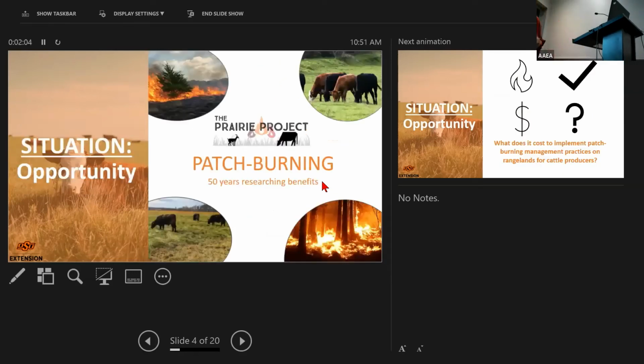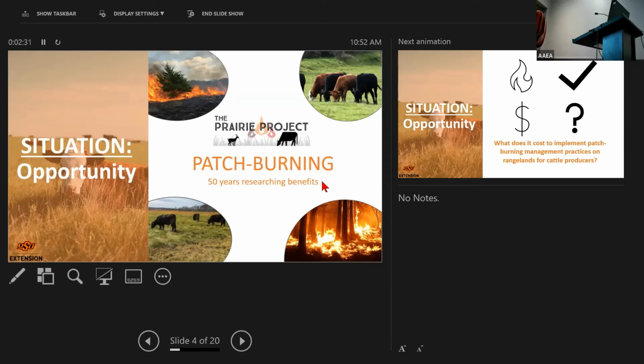So what is being done to counteract this woody plant encroachment problem? The Prairie Project is who we're working with on this extension program in our research. They're looking at what we call patch burning, which is splitting a pasture up into different sections or patches and burning one of those patches each year in a rotation, in contrast to what most producers do, which is not burning at all or burning an entire pasture every 3 years.